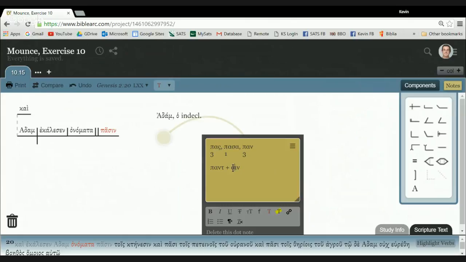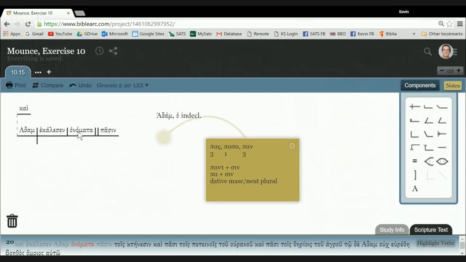Now when something starting with sigma is added to something that ends in tau or nu, the tau and the nu drop out. And that happens here. So in this case, both of them drop out. We end up with pasin. This is dative. It could be masculine or neuter, and it's plural. It means all, by the way. So Adam called onomata, names, pasin, indirect object, to all. So Adam gave names to all, and I guess in context, it's, well, there it is, tois tenesin, to all the creatures. Sorry, Kevin, can you just explain the movable nu?